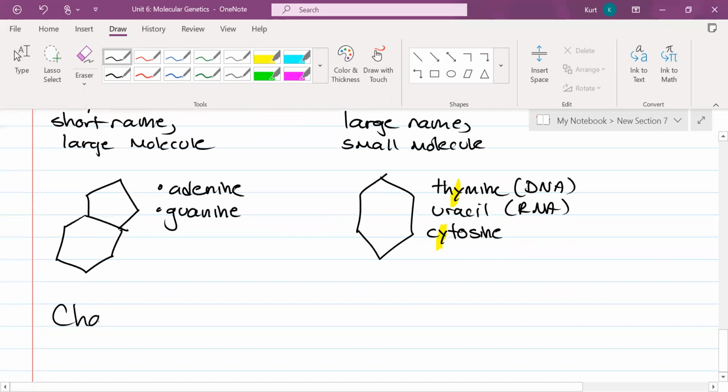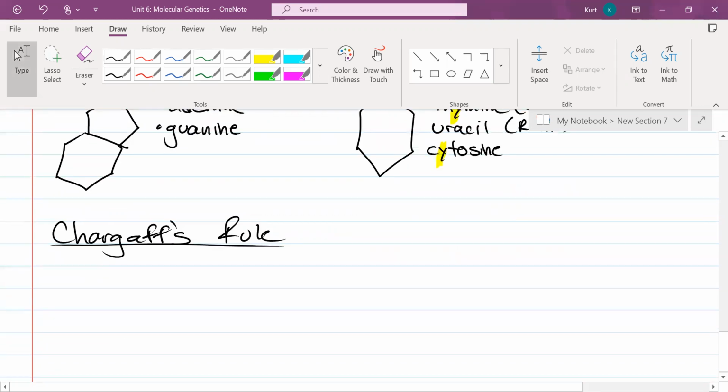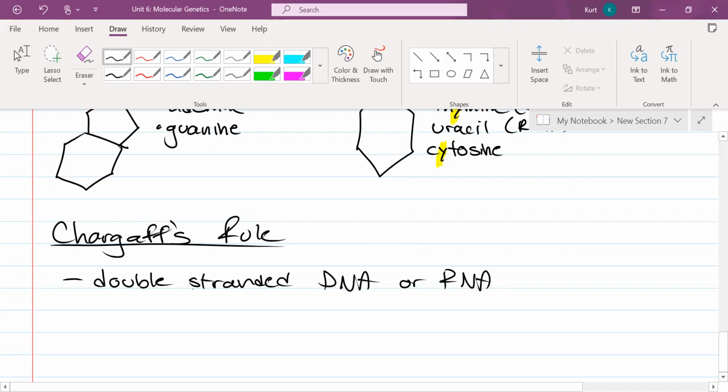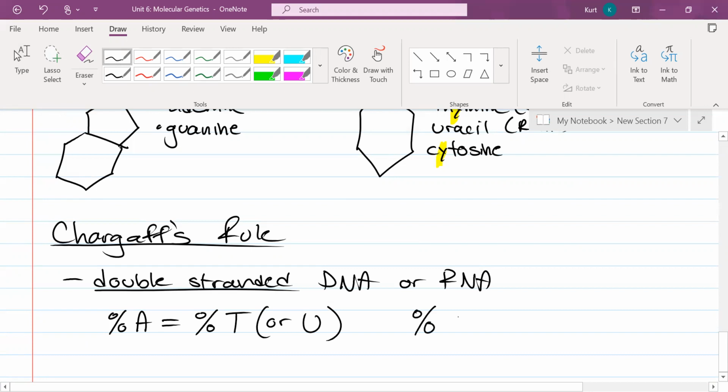All right, next is Chargaff's rule. This was a tricky one that was on the AP Bio mock exam that I provided you. This is only applicable to double-stranded DNA or RNA. That's the key part. The percent of A must equal the percent of T, or U if you're doing RNA, and the percent of G should equal the percent of C.